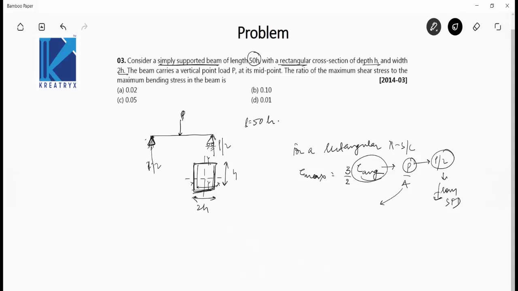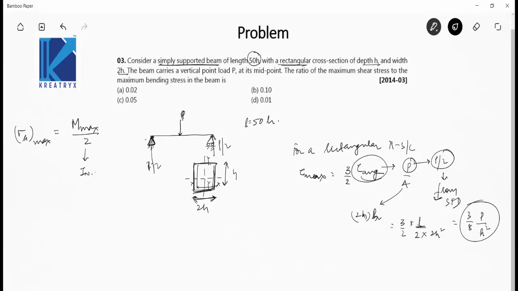And area is 2h into h, because this is a rectangular cross section, so 2h is the width and h is the depth. So this becomes 3 by 2 into P by 2, in the denominator it will be 2h square, so this becomes 3 by 8 P by h square. This is tau maximum. And if you have to find the maximum bending stress, we can find it by the bending equation, sigma b maximum equal to maximum moment upon Z, where Z is equal to moment of inertia about the neutral axis of the beam upon this distance y, which is equal to h by 2.